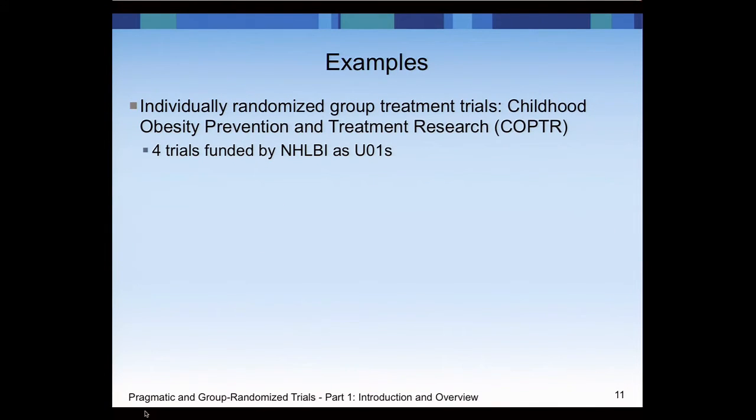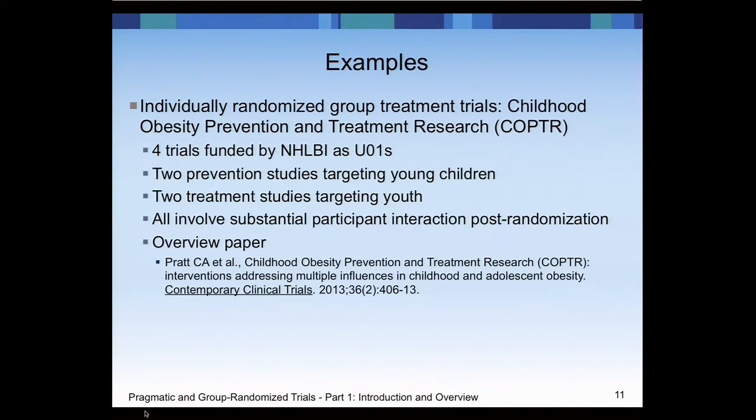Let me also offer some examples from individually randomized group treatment trials, and the example that I'll point to is the Childhood Obesity Prevention and Treatment Research Consortium, also referred to as COPTR. These are 4 trials funded under a U01 mechanism by the National Heart, Lung, and Blood Institute. All 4 were funded independently, but there is also a coordinating center as part of this, and the 4 trials then interact with one another, help each other. The coordinating center helps to coordinate their activities.